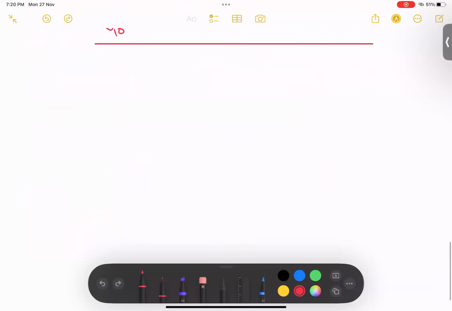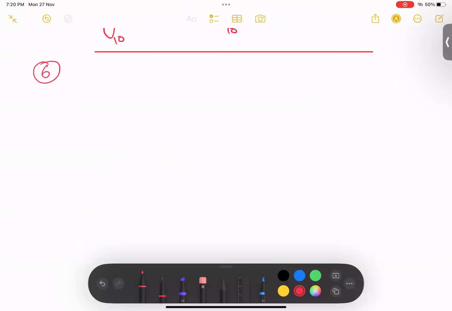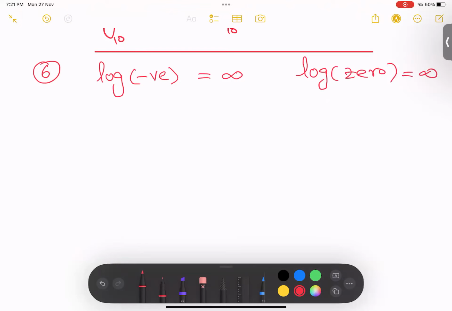Property number 6, students, is very important. Whenever after the logarithm we have a negative value, the answer is undefined. And not only this, whenever we have a zero after the logarithm, it also gives you undefined. You can check in the calculator, students. Do it in parallel with me. If you type logarithm of -10, it gives you undefined, a math error. The calculator gives a math error, which is called undefined.